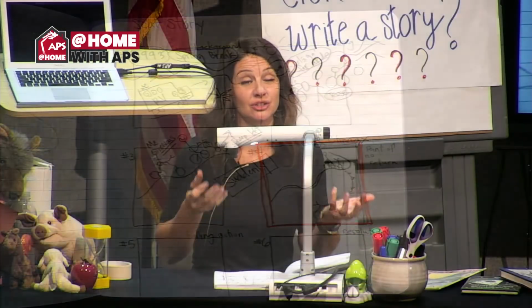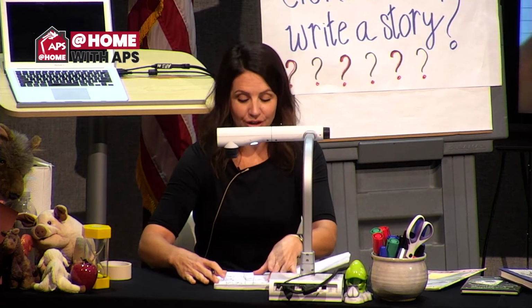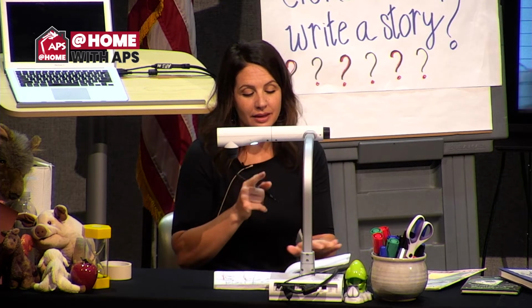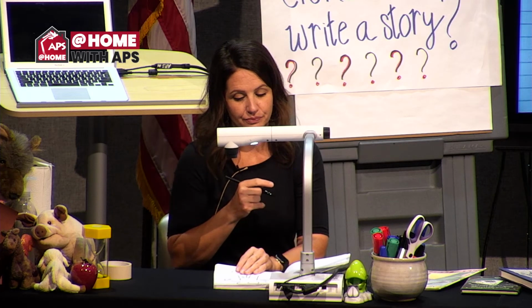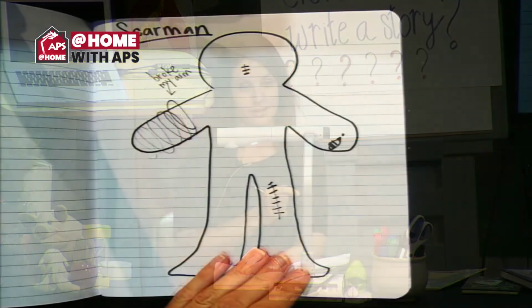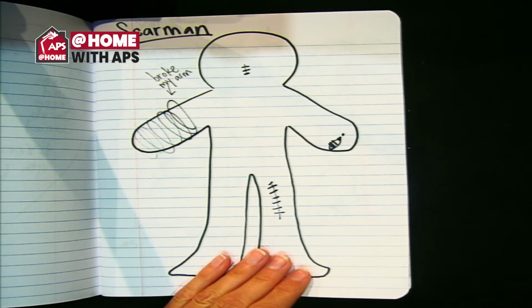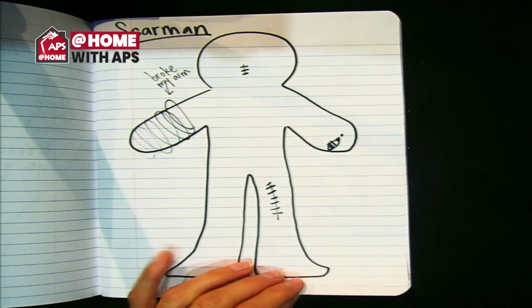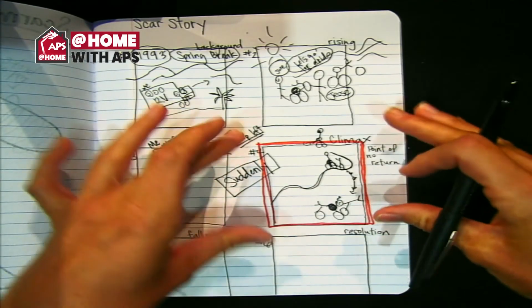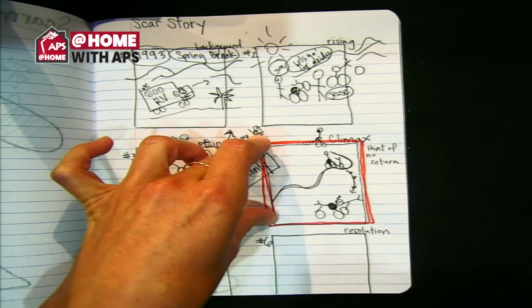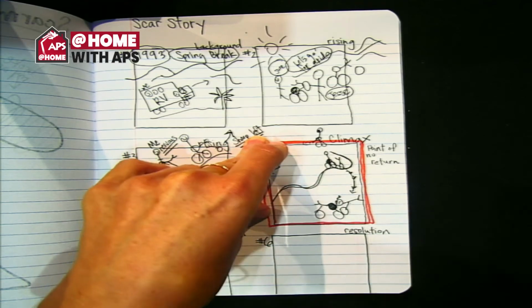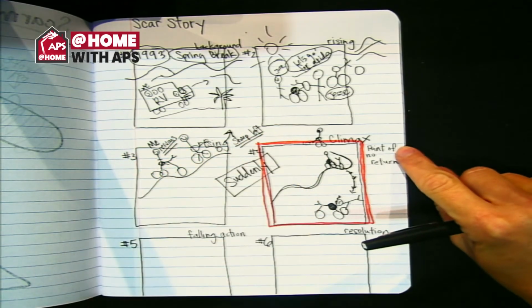I can't end my story there. When you learn about story elements, as soon as the climax happens, we have to have a falling action. What happened next? Take a moment and think about your Scarman. Which story do you want to tell? Once you've decided what your story is, you have to determine what was the point that you got hurt. That's called the climax, the point of no return.